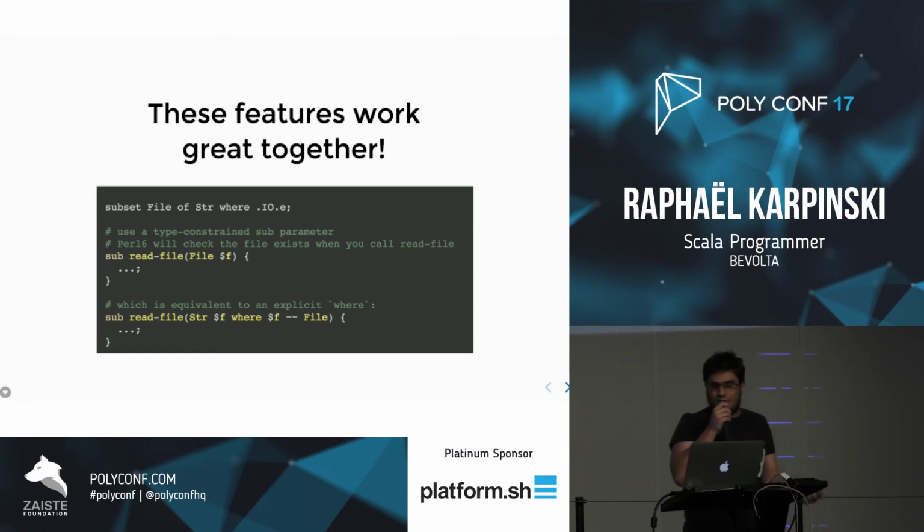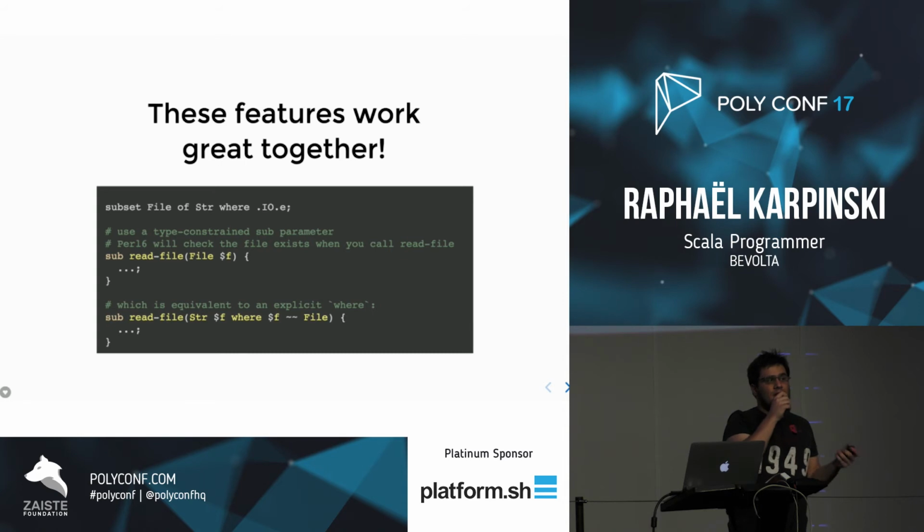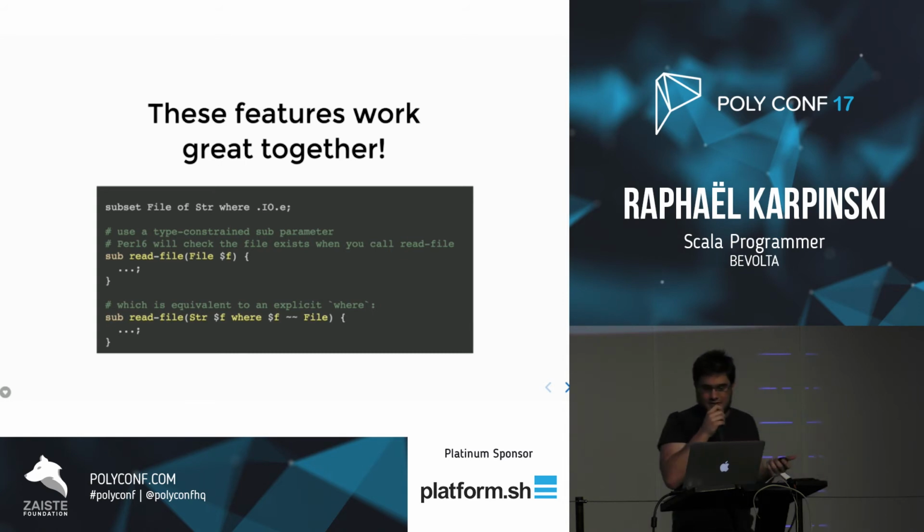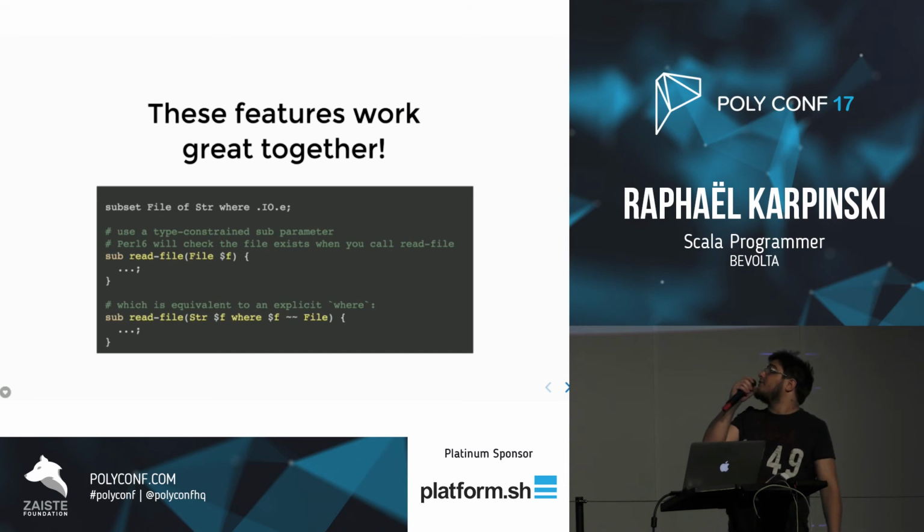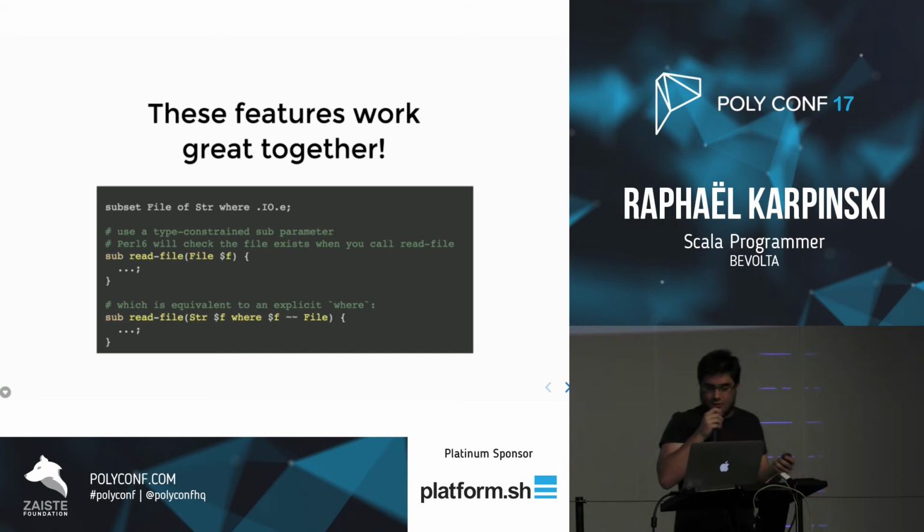So again, a file is a string that, when converted to an IO object, exists. And we can say that the read file function only takes a file, and every time we call this function, Perl 6 will check that this file does exist, and then you'll be able to call it. You can also write it explicitly with a where clause, so a string f which matches the file precondition.